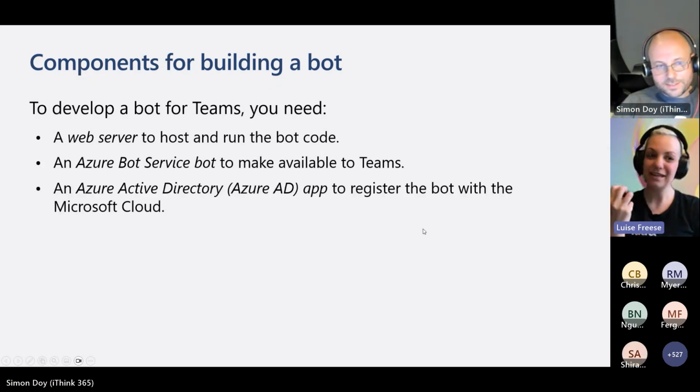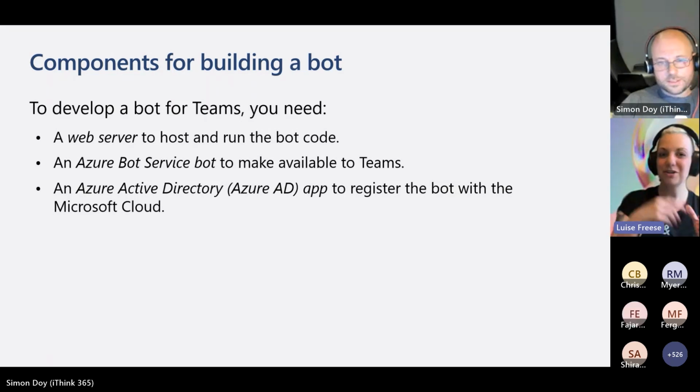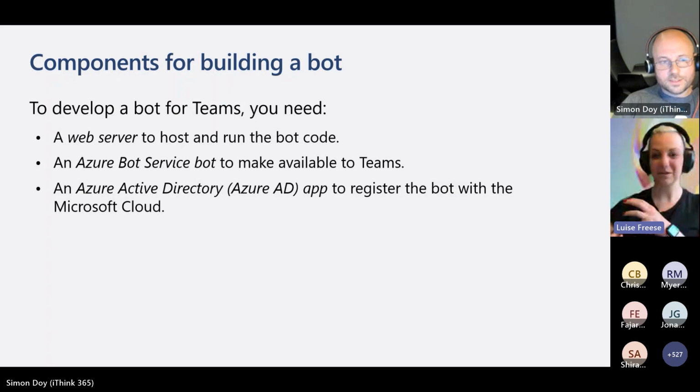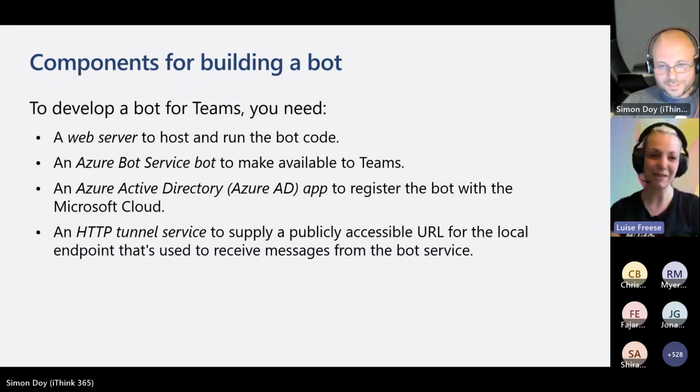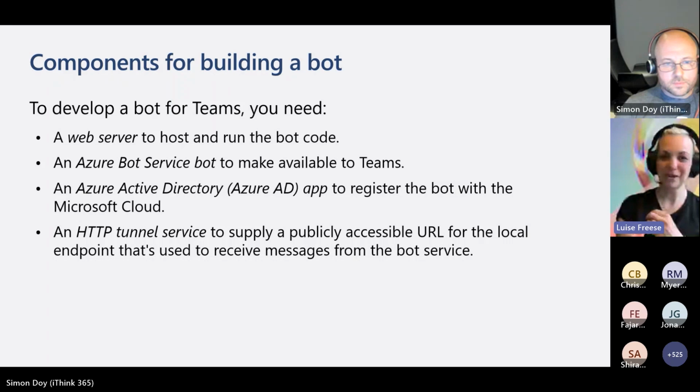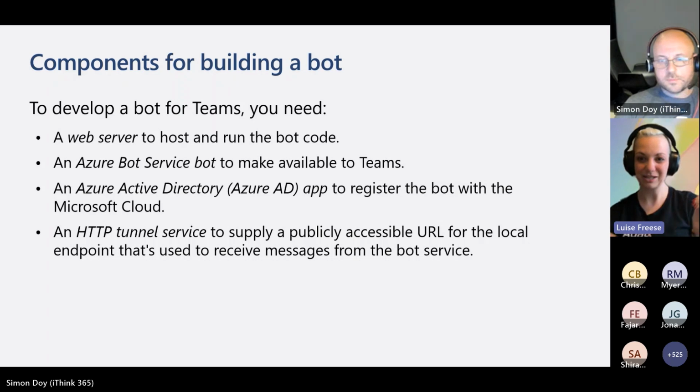Then the third thing is you will need to register an app in Azure Active Directory to register the bot within the Microsoft Cloud. You need to give it an identity, because right now it does not have an identity, and this needs to happen in Azure Active Directory. And then you will need an HTTP tunnel service to supply a publicly accessible URL to your local endpoint. Because right now you're in Visual Studio Code and you want to talk directly to Teams, so you need to tunnel that so that you can talk to Teams.